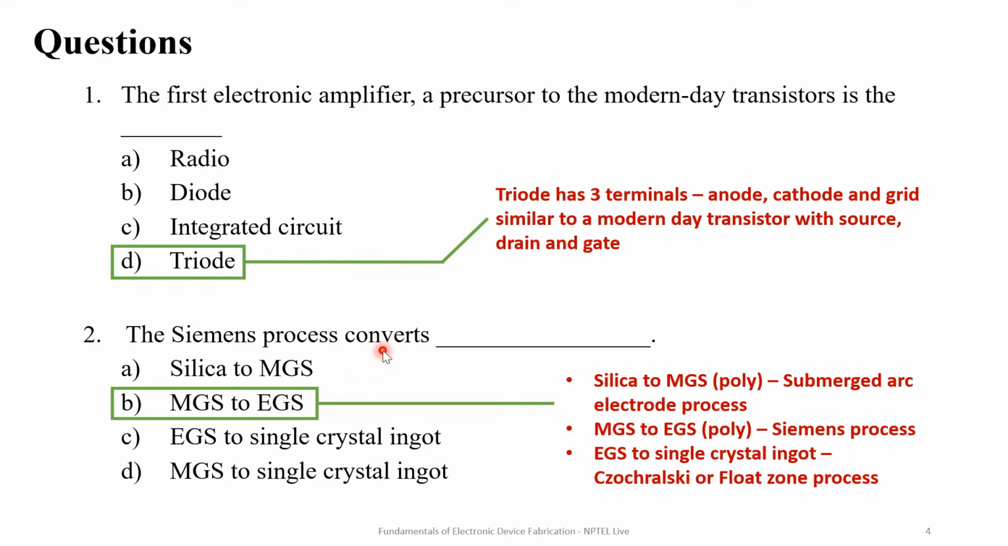is 99.79 percent pure. And after the Siemens process, we will be getting a polycrystalline ingot. This polycrystalline ingot has to be converted into a single crystal ingot. And this is achieved through two different processes, that is Czochralski and float zone.